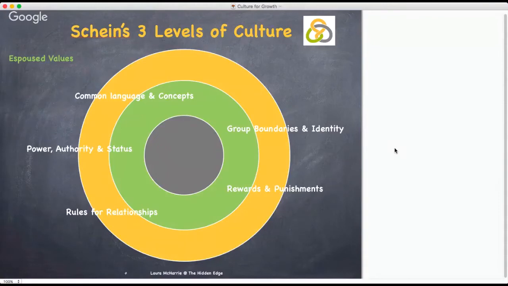The second level are the espoused values. For example, the common language and concepts, the technical jargon and the emotional jargon that you might use within your organisation. The group boundaries and identities, the dress norms, the badges, the uniforms, the symbols or privileges, whether you're an insider or an outsider. Rewards and punishments and how these are allocated, how the company defines promotion, how you gain power, what kind of behaviour is rewarded, what kind of behaviour is punished.